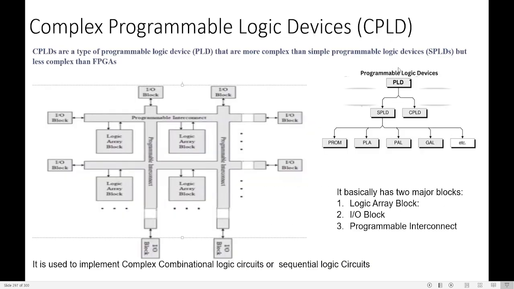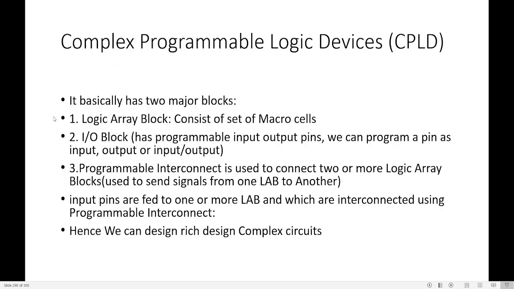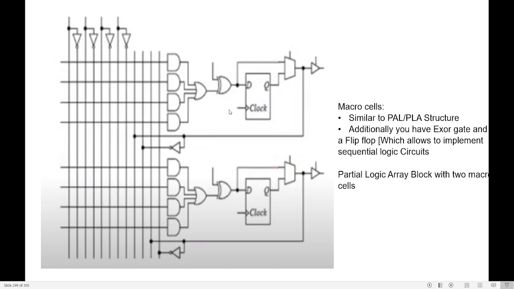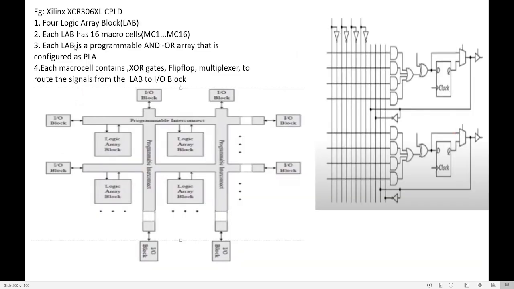You can start explaining what is CPLD with the help of this diagram and say it has 3 different blocks: IO block, logic array block and programmable interconnect. Explain each in detail, followed by telling what is a macro cell, and how many macro cells are there for Xilinx as an example, as our case study.